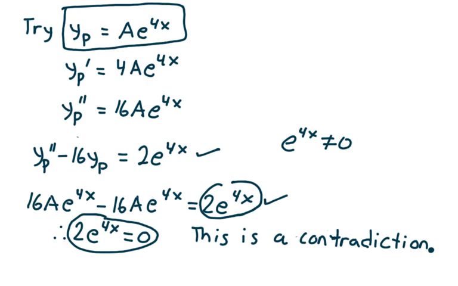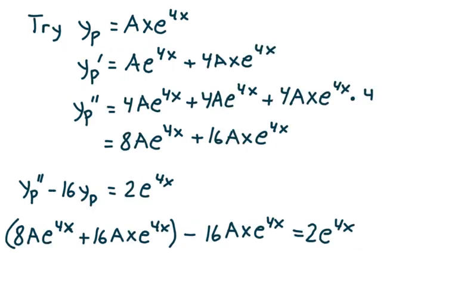What we're going to do is the following. We're going to try y sub p is equal to ax e to the 4x, so you're going to multiply by an x. If we take the first and second derivative, we get y sub p prime is equal to ae to the 4x plus 4ax e to the 4x. That's just product rule. And then y sub p double prime, I claim, is 8a e to the 4x plus 16ax e to the 4x.